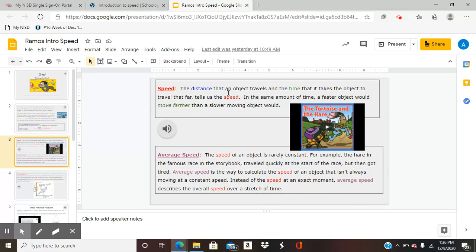Speed. The distance that an object travels and the time that it takes the object to travel that far tells us the speed. In the same amount of time, a faster object will move farther than a slower moving object would. Average speed. The speed of an object is rarely constant. For example, the hare in the famous race in the storybook traveled quickly at the start of the race and then got tired. Average speed is the way to calculate the speed of an object that isn't always moving at a constant speed. Instead of the speed at an exact moment, average speed describes the overall speed over a stretch of time.